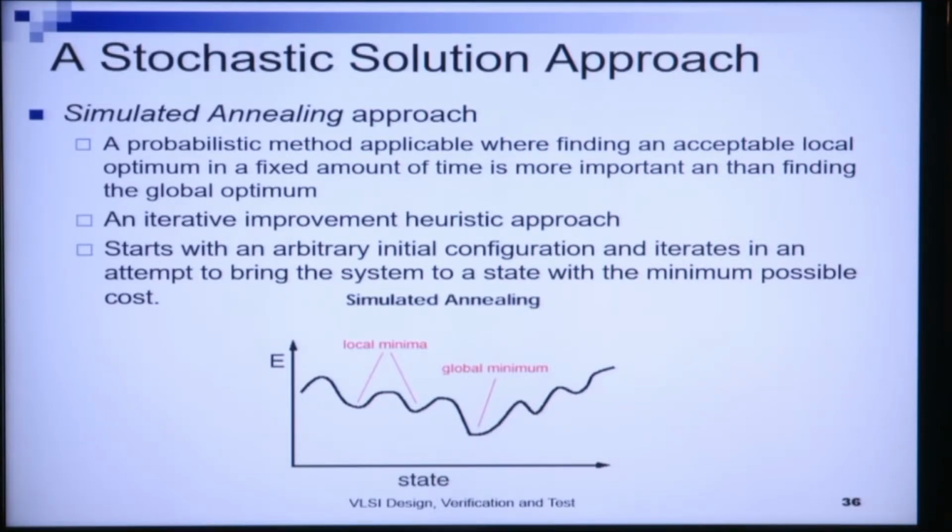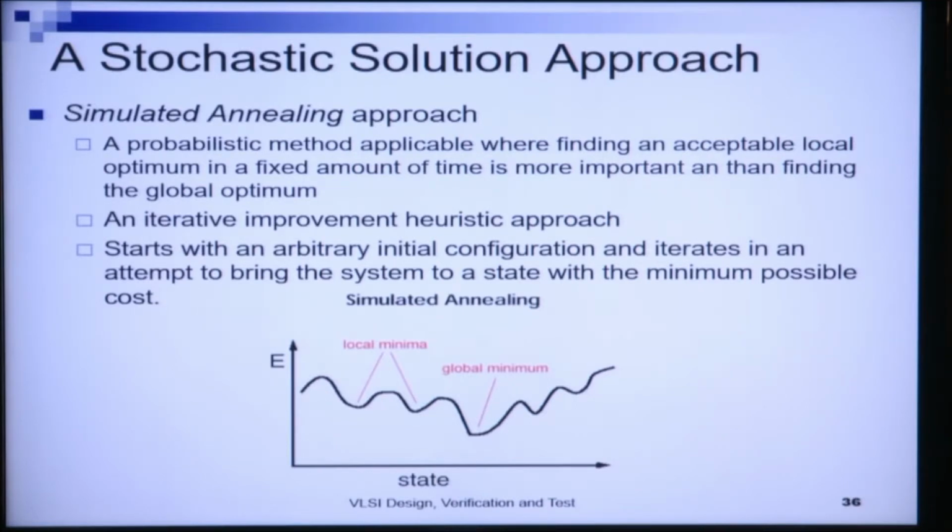It is an iterative improvement heuristic approach. So it starts with an initial solution and then goes over iterations to find the best solution that is possible for it within a given time. So it starts with an arbitrary initial configuration and iterates in an attempt to bring the system to a state with the minimum possible cost.